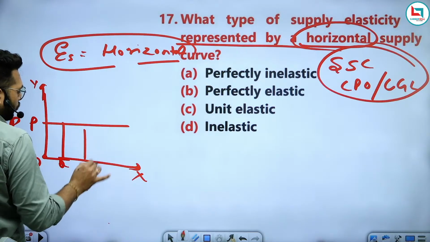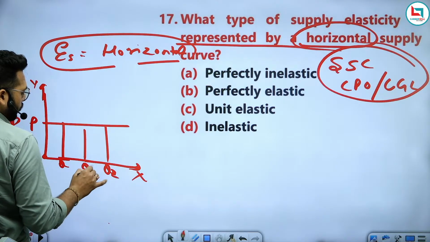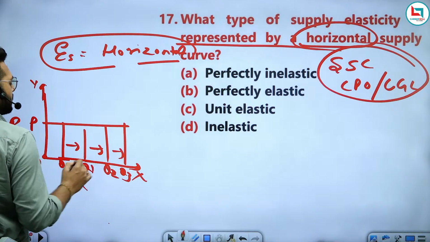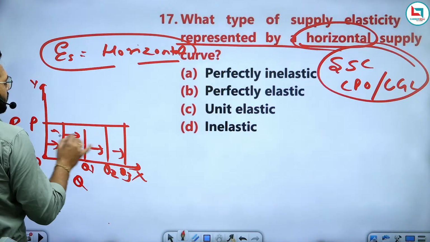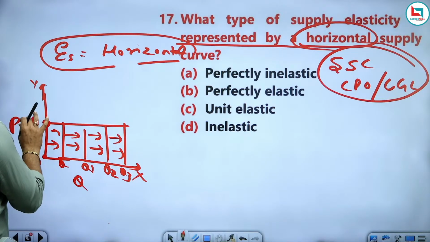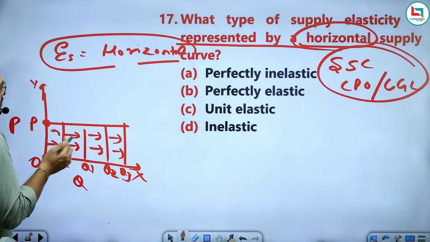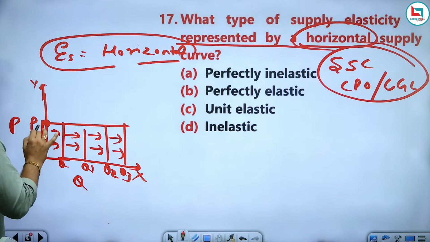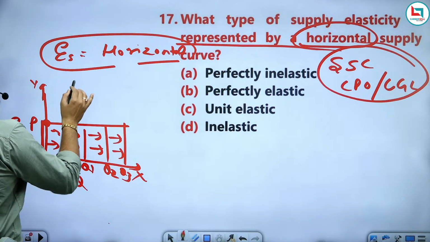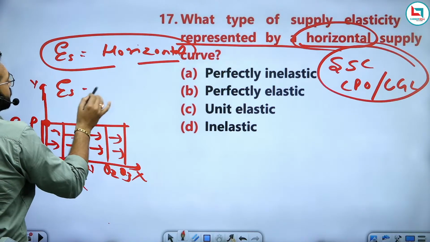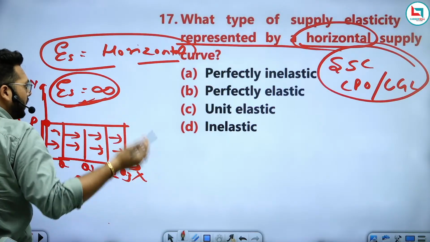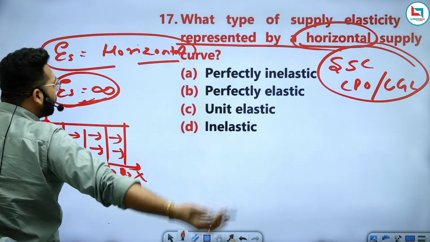Let's say this is Q1, Q2, Q3. So quantity changes after the price is constant. There is no change in the price. Price is constant in every manner, but still the quantity is changing, right? So this is the situation where Es is equal to undefined. How much the quantity will change, that we don't know. That is totally undefined, or it will be called infinite.